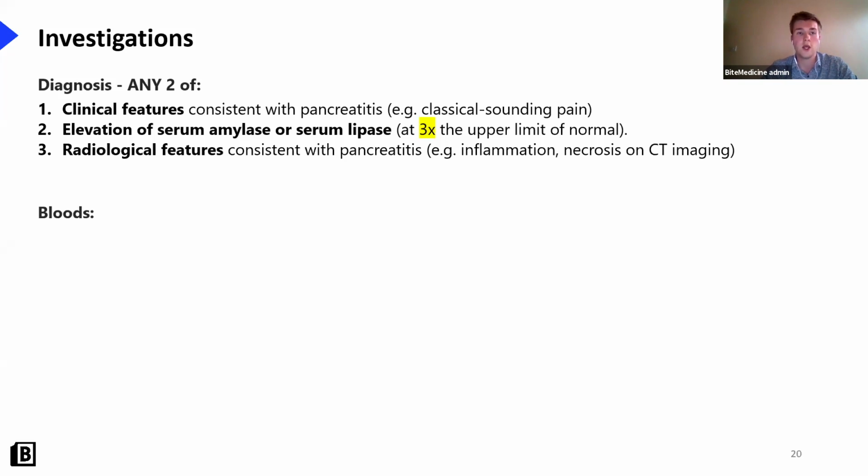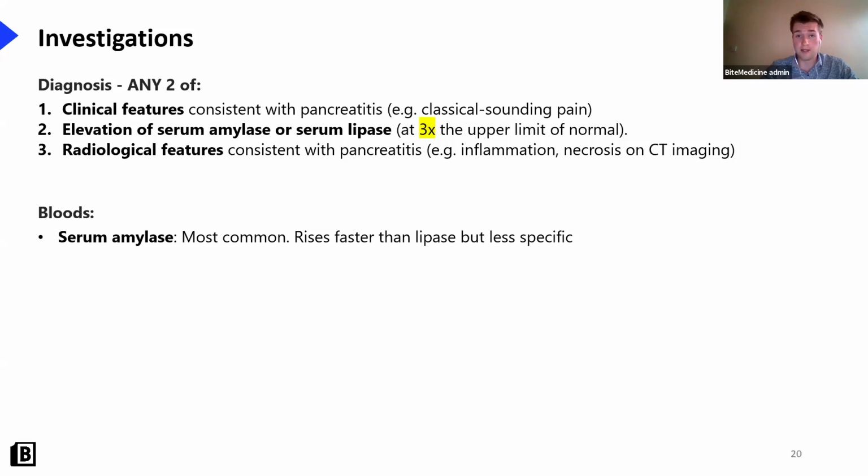So in terms of bloods you'd want to order, it's 4 a.m., it's a night shift, you're working in the surgical admissions unit, and you think, what am I going to actually do for this patient? So serum amylase over serum lipase. Most trusts would go for serum amylase. It's more common. It rises faster than lipase, but unfortunately it is less specific. There are other causes of hyperamylasemia in the literature, common things and rare things. One example I've read in a case study was certain ovarian tumors can cause a rise. So you've got your serum lipase as an alternative. It's much more specific, but it's less routinely done.